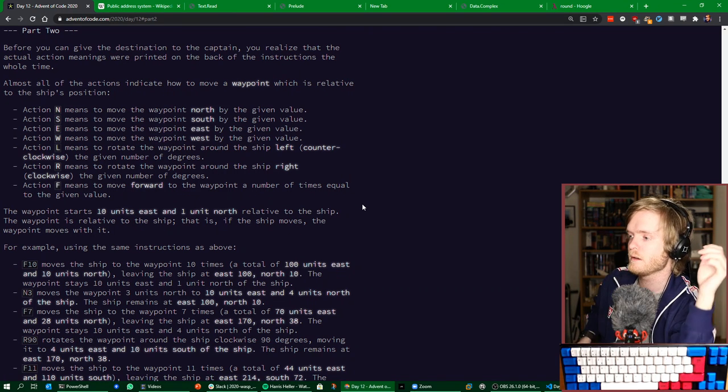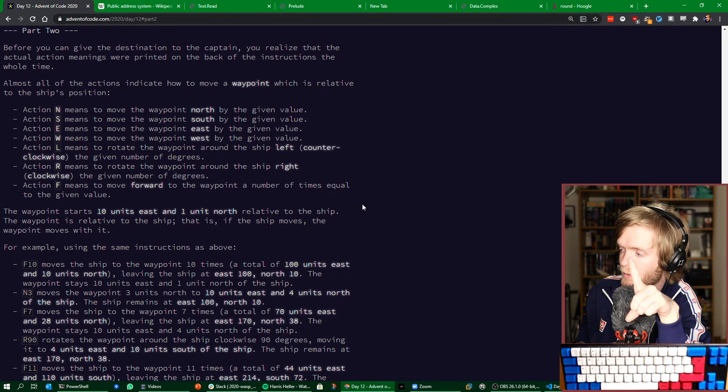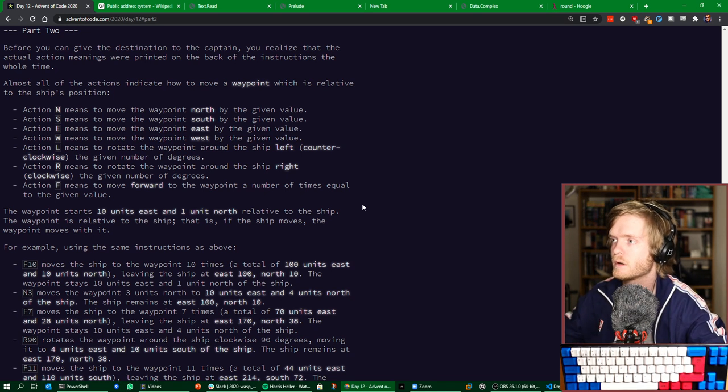Okay, so it starts at 10 units east and 1 unit north relative to the ship. The waypoint is relative to the ship. That is, if the ship moves, the waypoint moves with it. So F10 moves the ship to the waypoint 10 times. Total 100 units east and 10 units north. So what I'm hoping is, if we have the complex coordinate, we can rotate about the coordinate.